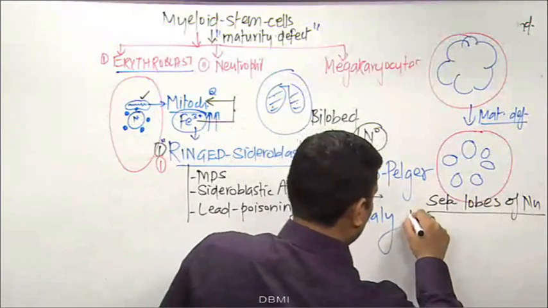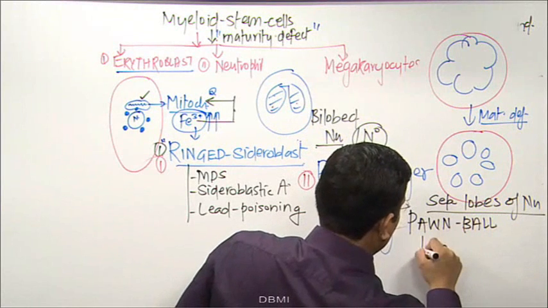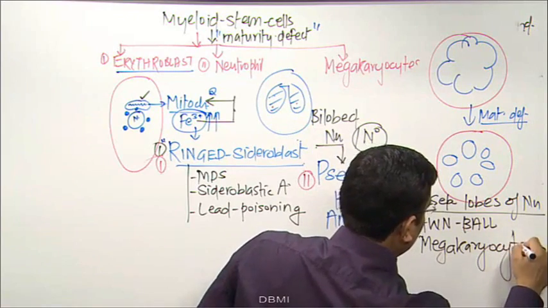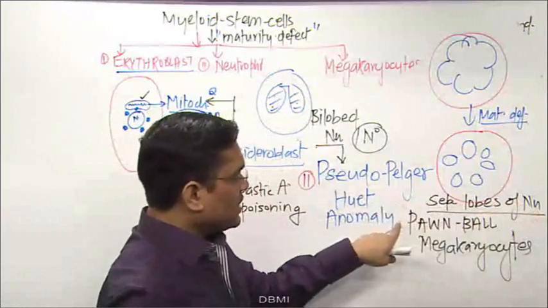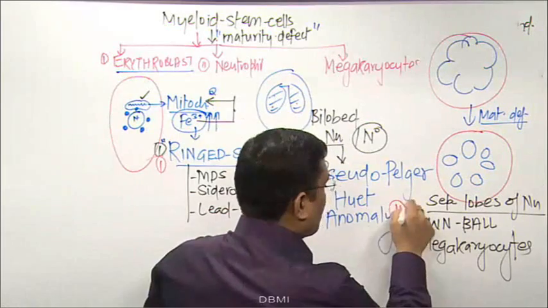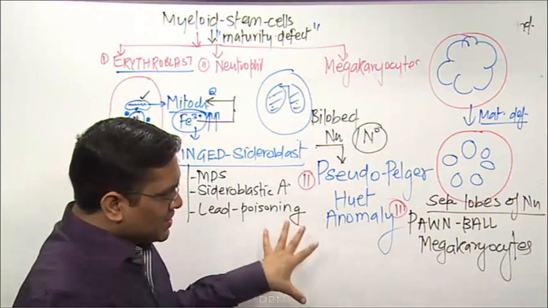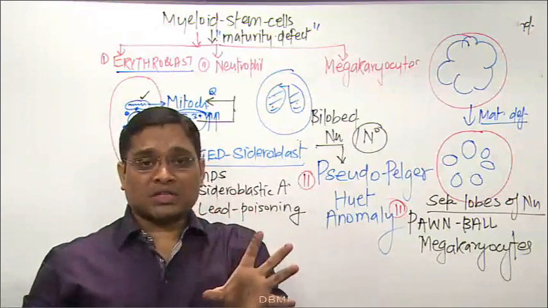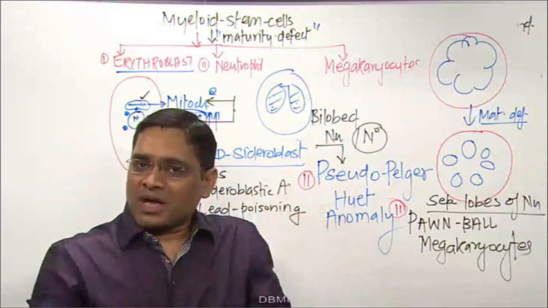So this is known as Pawn ball megakaryocytes. Separate lobes of the nuclei are called Pawn ball megakaryocyte. This is the third change in myelodysplastic syndrome. So this is what I want to convey to you in MDS. It is very easy to remember. Don't be afraid of the name myelodysplastic. It's easy. Myeloid stem cell dysplasia means maturation defect.